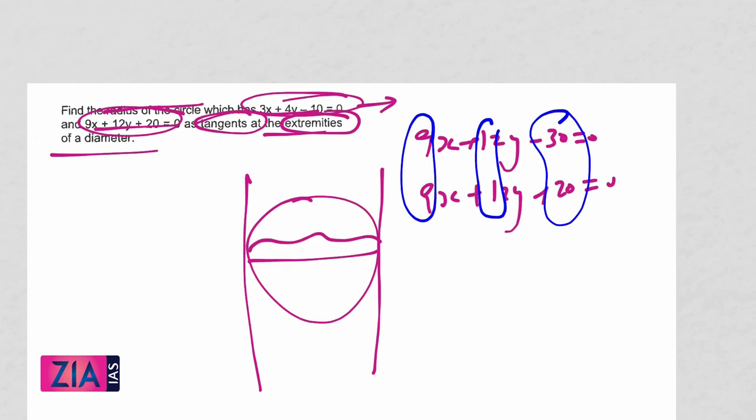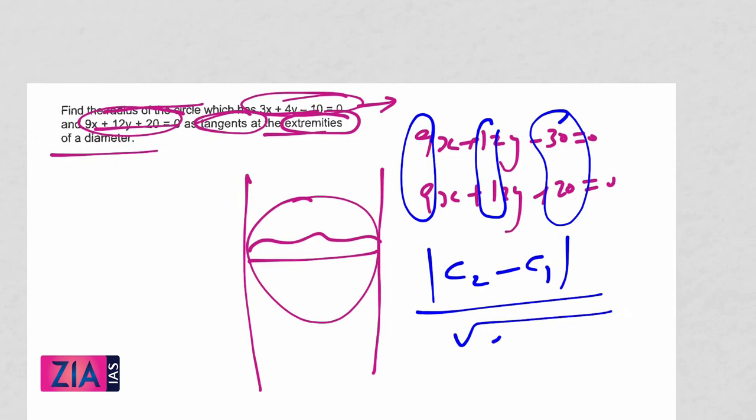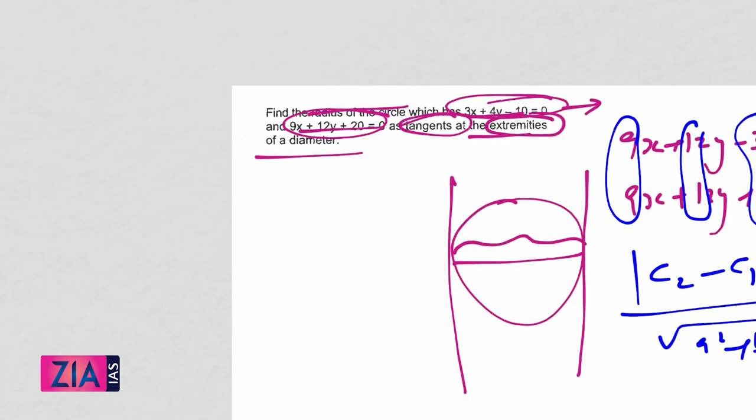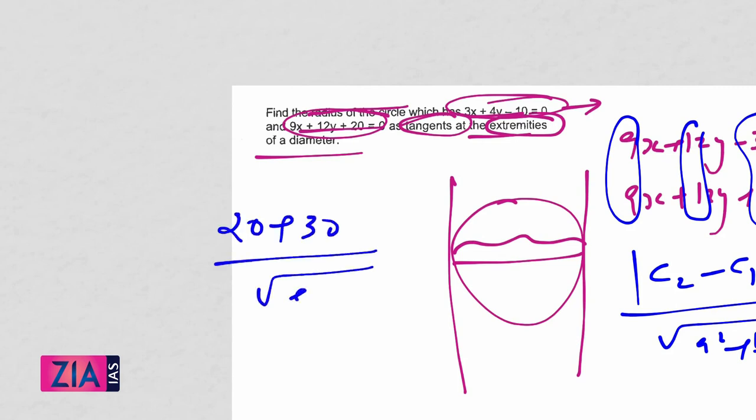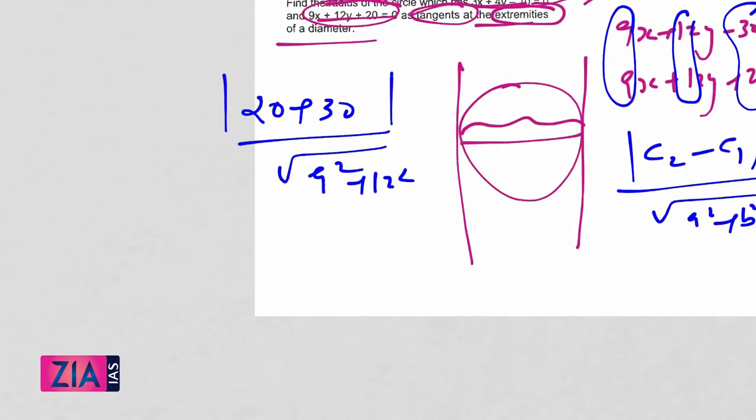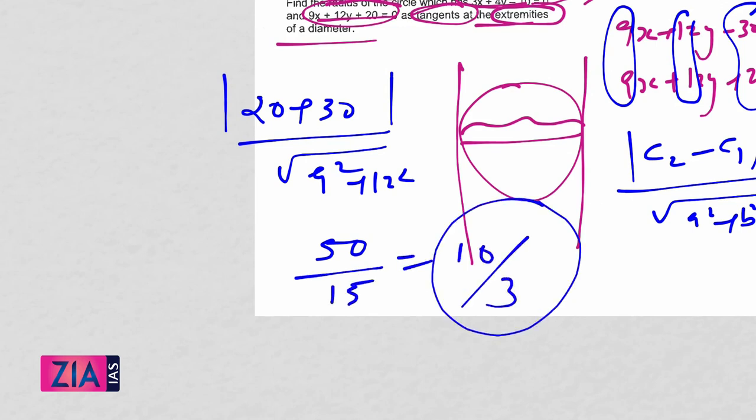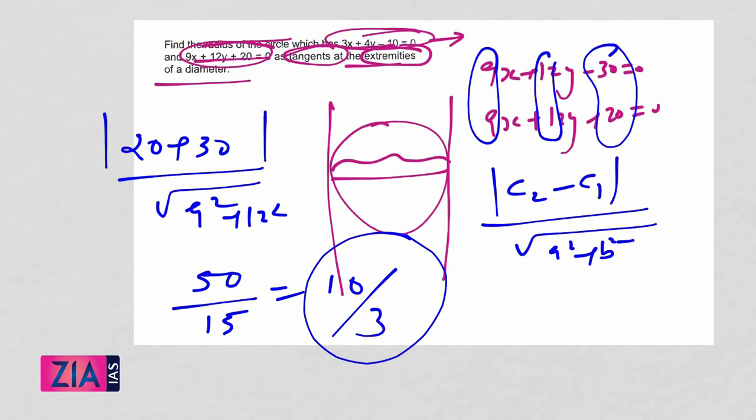So we know the formula is c2 minus c1, and mod of it, divided by root of a square plus b square. So when you substitute, you will get this distance as 20 plus 30, right, divided by root of 9 square plus 12 square, okay, and mod of it, right? So you will get this as 50 divided by 15, which is equal to 10 by 3. Okay, 50 divided by 15, when you divide by 5, you'll get 10 by 3. Now, what is this 10 by 3? That is this parallel distance, right? This parallel distance is what you got as 10 by 3.